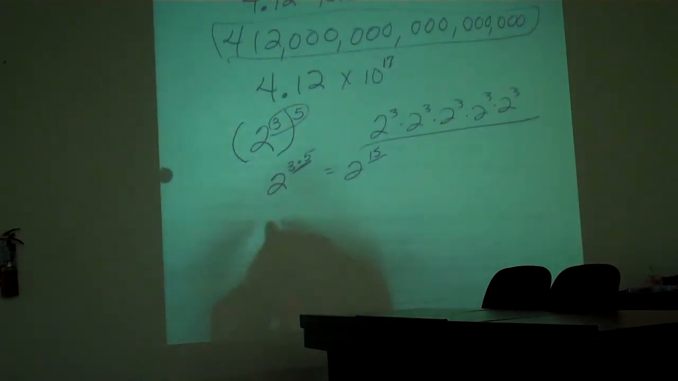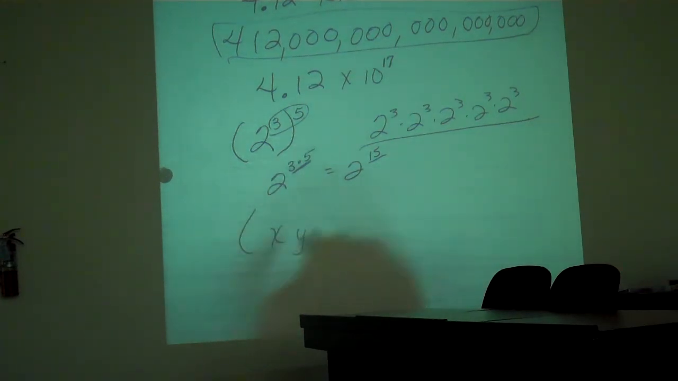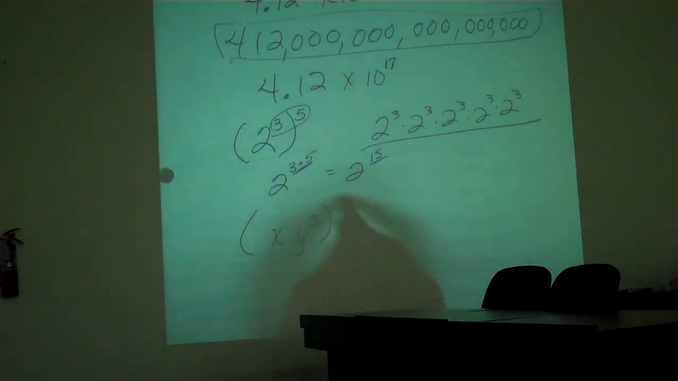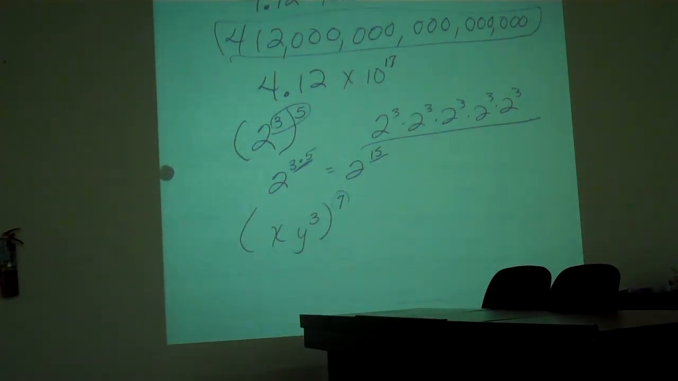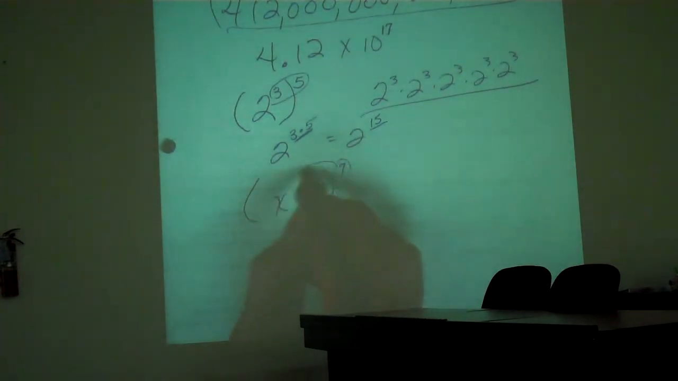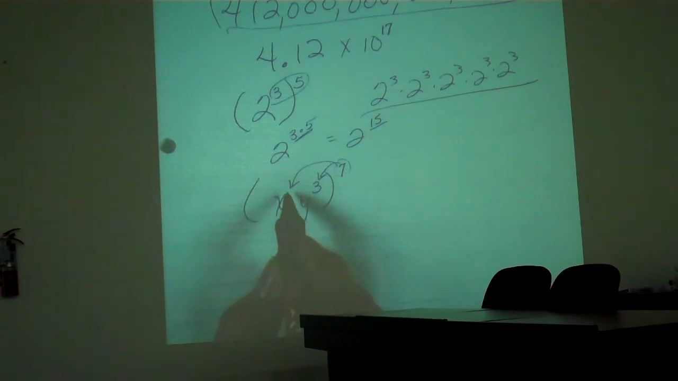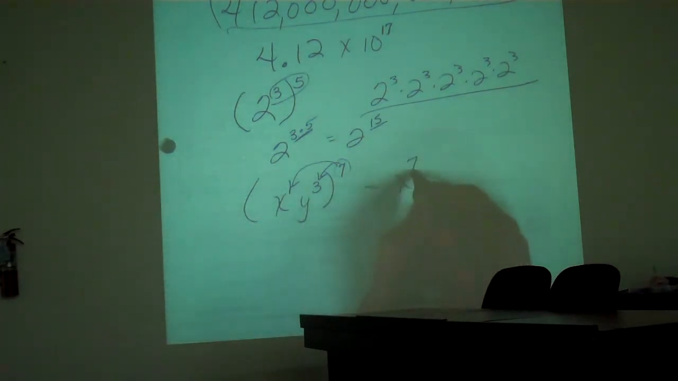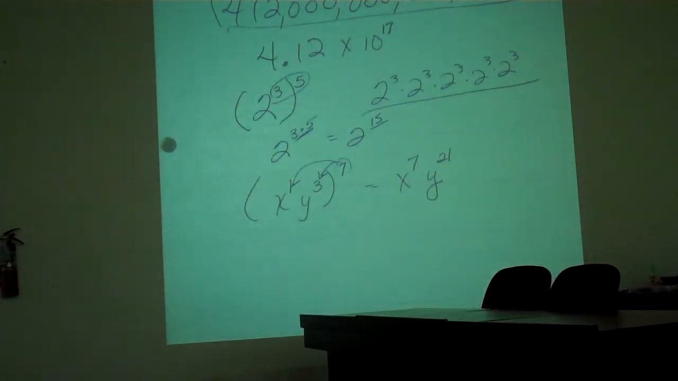Okay, let's say you have two numbers in here, like you have x, y to the 3rd power, and then you're raising it to the 7th power. You have to do this multiplied by every exponent, okay? You have to do it times the one that's not there, which would be a 1. So the x would be to the 7th power, and the y would be to the 21st power.